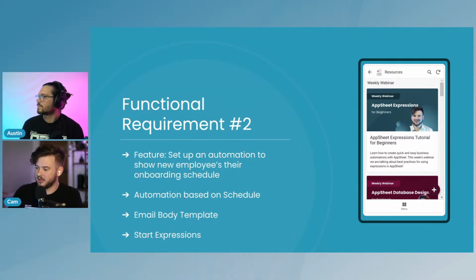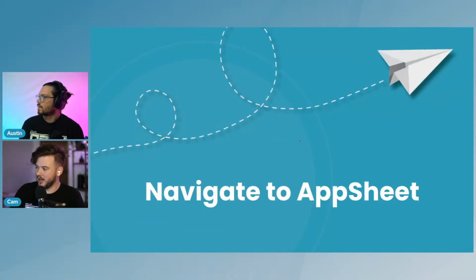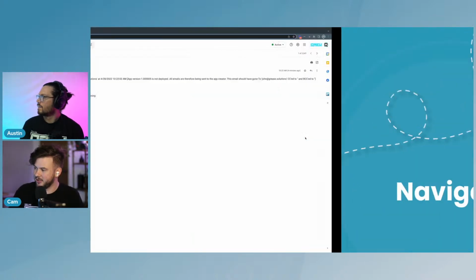And so this is an automation based on schedule. The event type that we will be choosing will be schedule rather than data change like we did last time. This is going to be an email body template. We're going to include a Google Doc PDF generation off of it. And then we are going to use a start expression inside of this resource table, and we'll show you how that works. All right. So let's go ahead and navigate on to AppSheet like the slide is telling me to do.